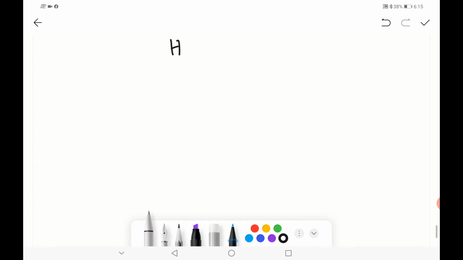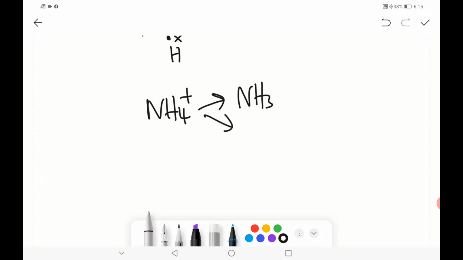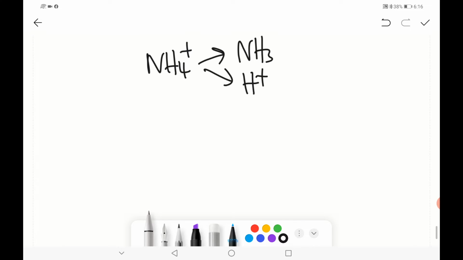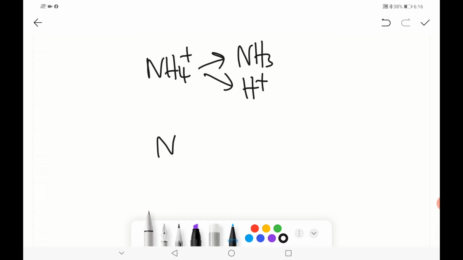So let me run through again. The ammonium ion is made by ammonia and H plus. For the ammonia, the nitrogen is initially bonded with 3 hydrogens. Nitrogen has 5 electrons, so you have 1 electron shared with a hydrogen here.